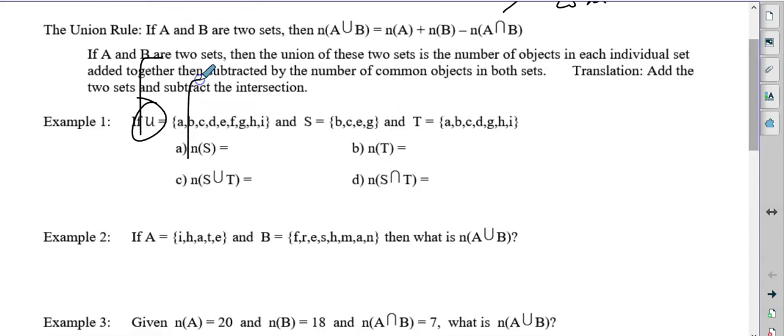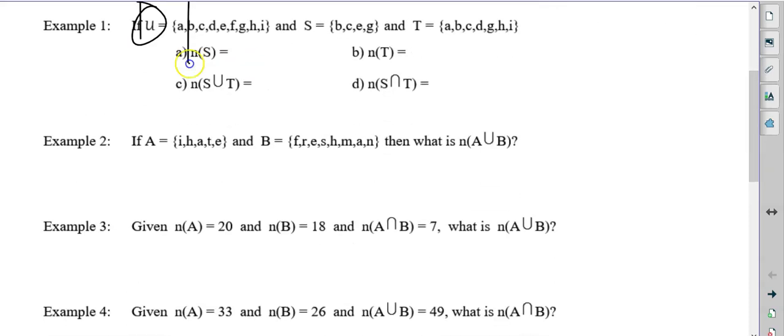So remember the N in front means number. We're talking about the number in S. So the number in S: 1, 2, 3, 4. The number in T: 1, 2, 3, 4, 5, 6, 7.